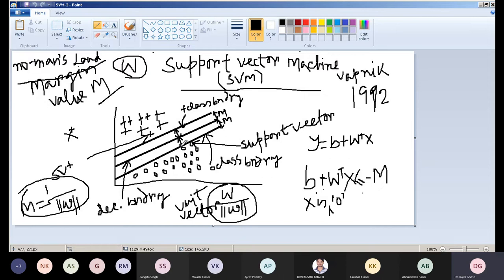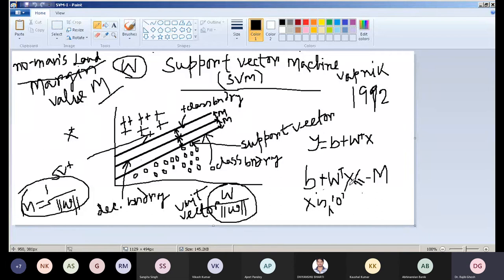Here we are calling it a point because it looks like a point when we plot it on a graph. But physically, it is a feature vector, it is one sample. So for a given margin value capital M, we can say that any point capital X, where B plus W transpose X.